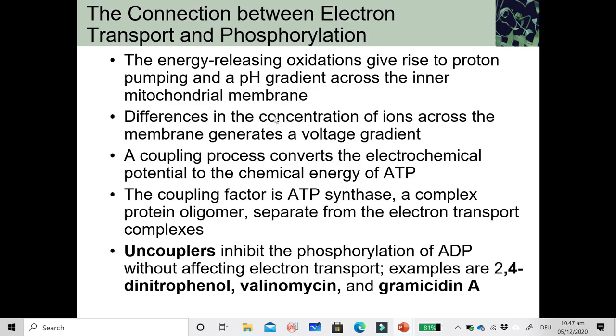But for now, the connection between the electron transport and phosphorylation is as follows. The energy releasing oxidations give rise to proton pumping. Again, when we say proton pumping, it's somewhere along these complexes that the protons are transported from the inner membrane to the outer membrane. It's like you're building a dam.